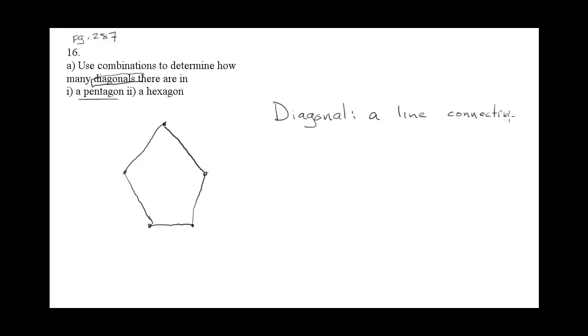A pentagon is a five-sided figure, or a figure with 5 faces, and we'll also have 5 vertices. Usually they're straight. Okay, and now what is a diagonal? Well, a diagonal is just a line connecting two vertices.